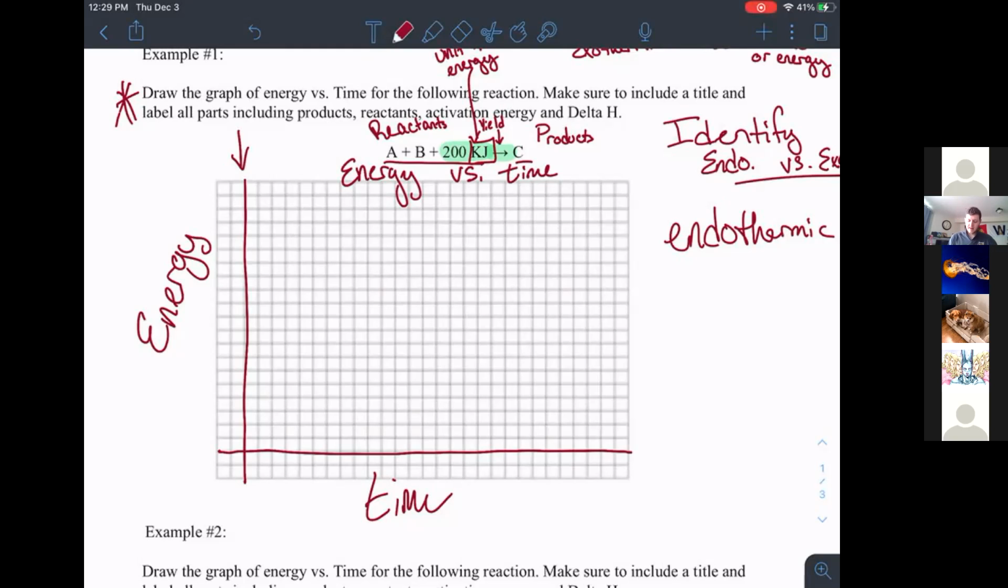Formation of C. If we knew what our product was, this is what we're making in the end. So that's the formation of this product. Something that gives me a description of the graph. So we've labeled our title and our X and Y axes. Now we actually have to draw this graph.